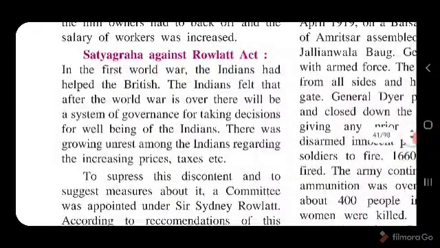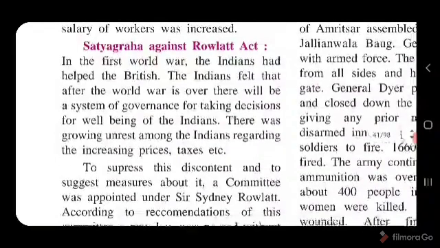In the First World War, the Indians had helped the British. The Indians felt that after the World War is over, there will be a system of governance for taking decisions for the well-being of the Indians. There was growing unrest among the Indians regarding the increasing prices, taxes, etc.